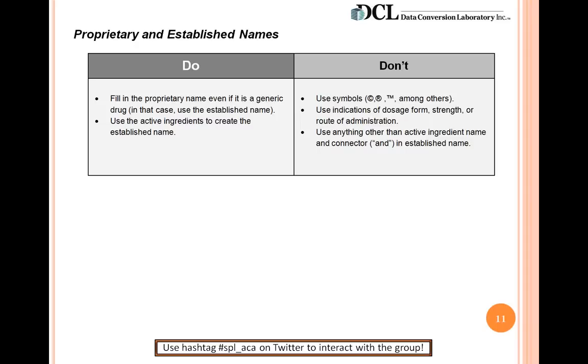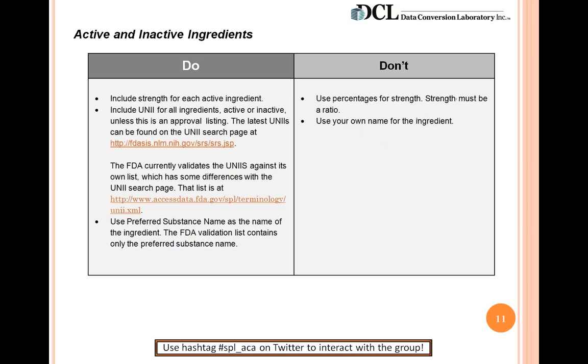Don't use indications of dosage, form, strength, or route of administration. You can. It is allowed, but you may run into problems. That's where the FDA may issue a letter from Lonnie, or what I call the letter from Lonnie, saying we don't like this in the name. But if you go onto the site, they do have it, and they do allow it, but there's no firm rules as to when they allow it and when they don't like it. And don't use anything other than an active ingredient name and connector in the established name. That's just a repeat, basically, of what I explained before.